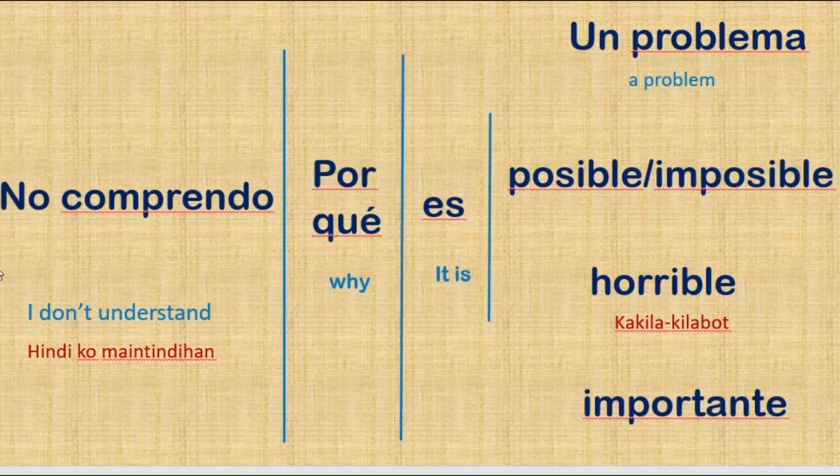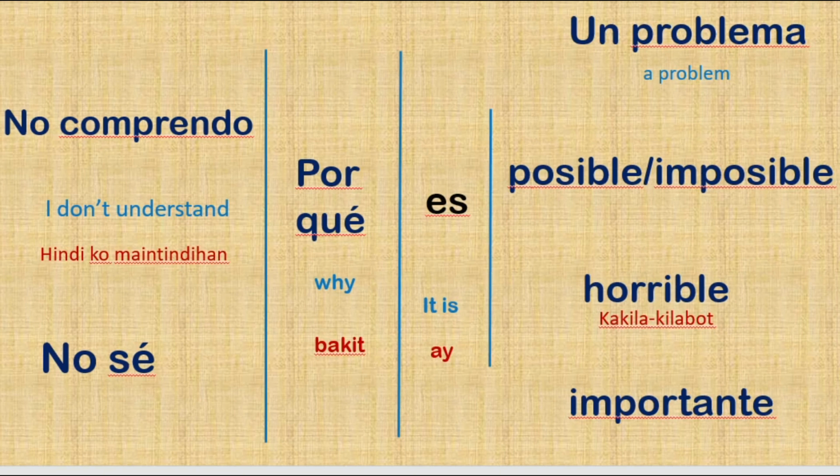Okay, so how would you say, I don't know? So you will have an idea because I don't know is a negative sentence, so that will have a no. So I don't know is no sé.